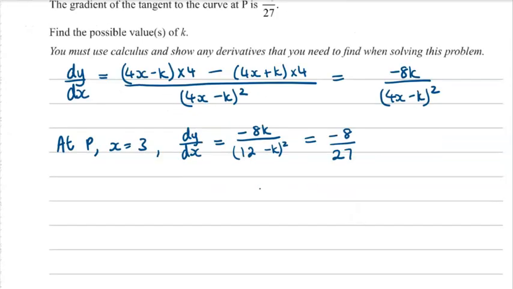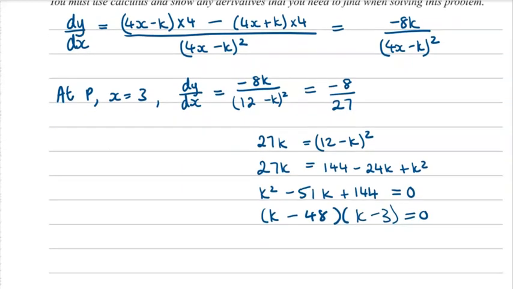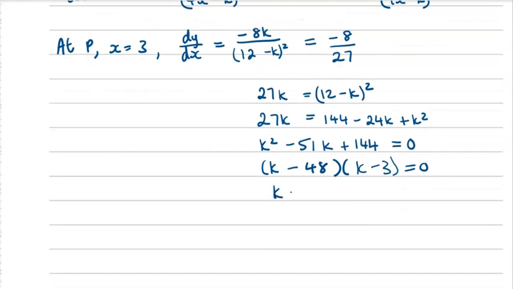So let's work that through. We'll have the 8's cancel out, so we get 27k is equal to (12 minus k) squared, and I'm going to carry on working through that. So jumping back in, we've done this quadratic, so k is equal to 48, or k is equal to 3 are our possible solutions.